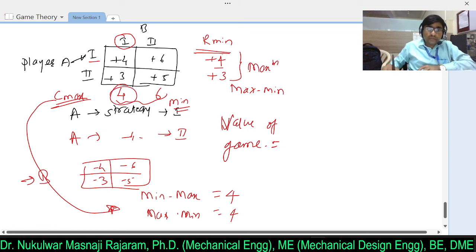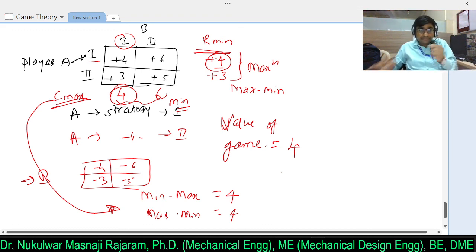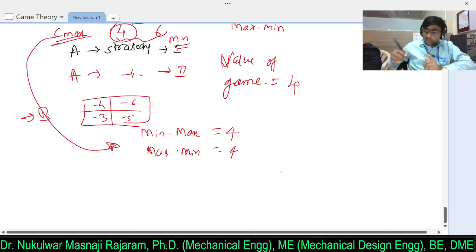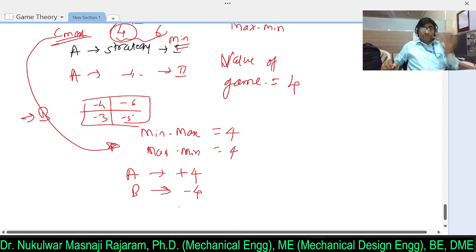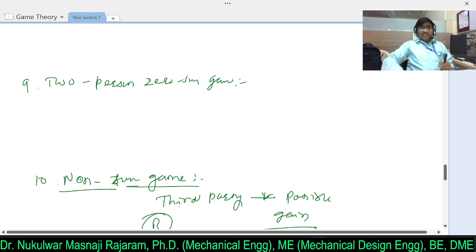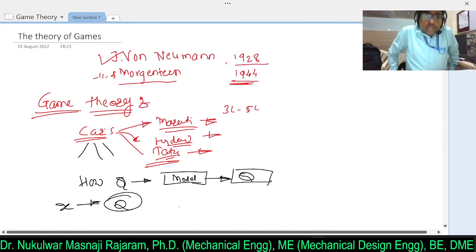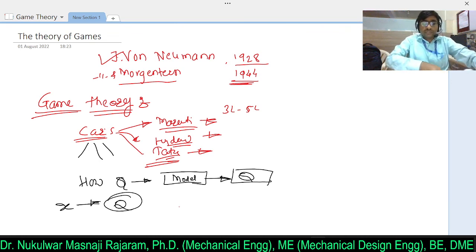So this value 4 is nothing but the value of the game. Are you getting my point? This is the value of the game. Clear? So if you ask me, sir, what is the value of the game for player A? So I can write +4. Then the value of the game for B will be -4. How does it come? It is through different rules. In the next video we will see what are the different rules which are used for the theory of games.